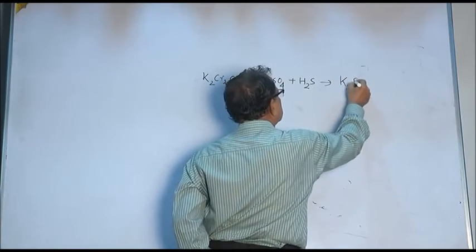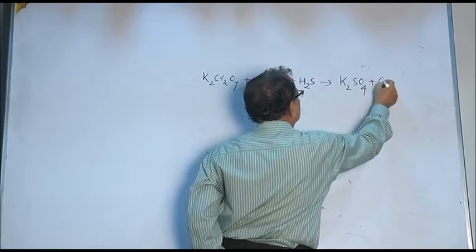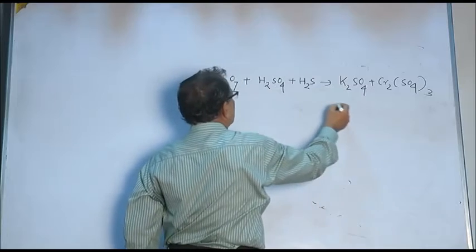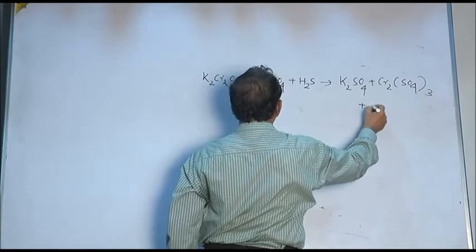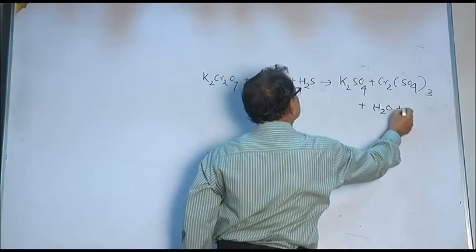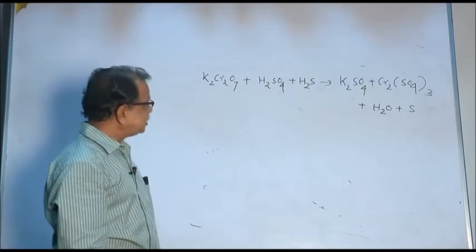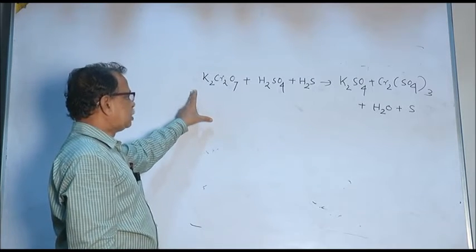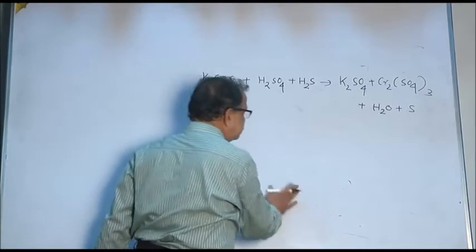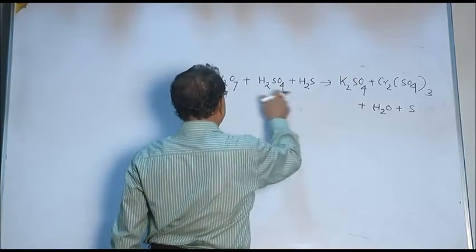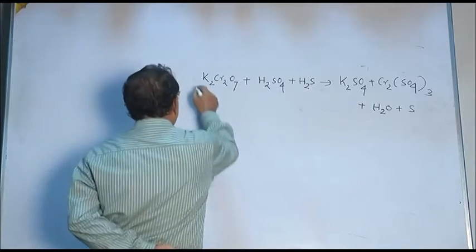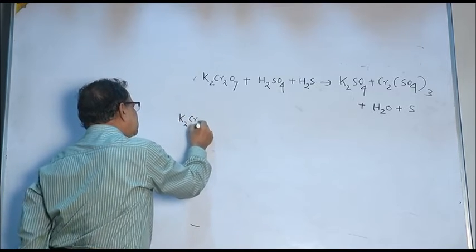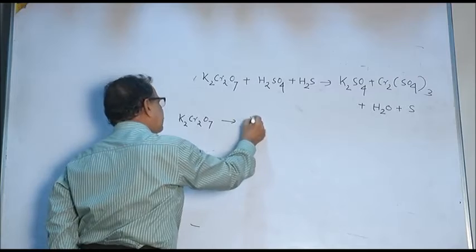K2SO4, Cr2(SO4) whole 3, plus H2O plus sulfur. This is not an easy equation to balance, it is very difficult. So we will adopt the partial equation method. There is also the regression method or the ion electron method, which you will learn later on, but this way I want the partial equation method. This is a bigger molecule, so we break it.